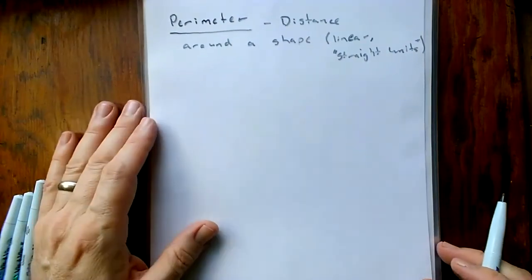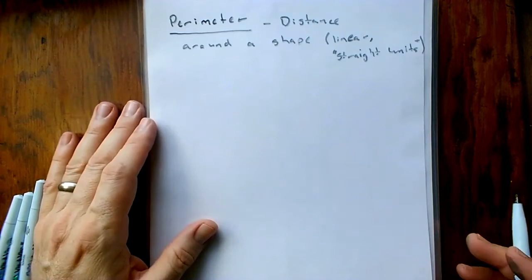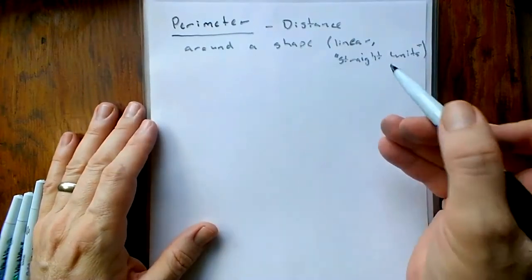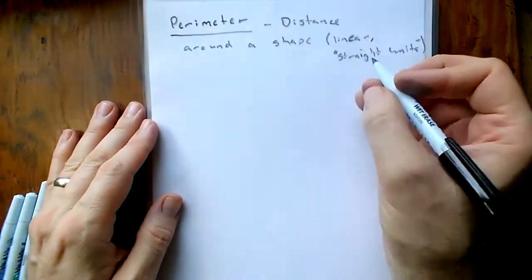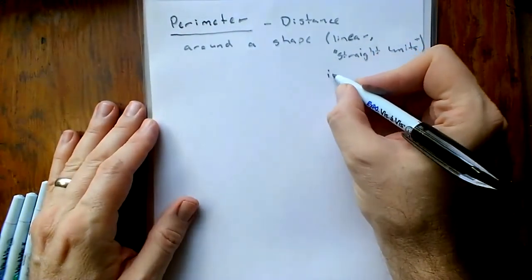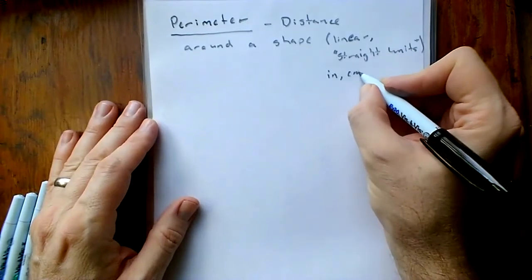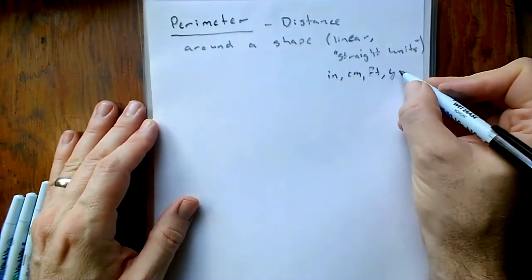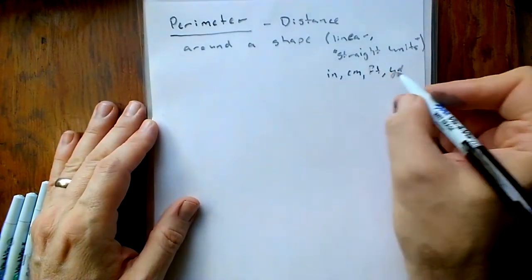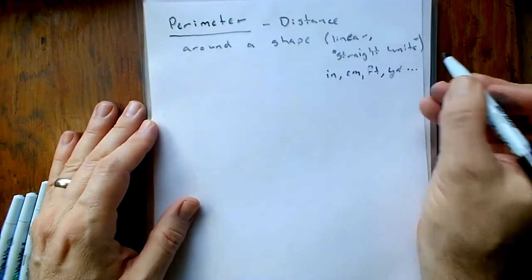Hello, today we're going to be talking about perimeter, which is the distance around a shape. Now, I'm going to note that these are what we call straight units or linear units. So your units are going to be things like inches, centimeters, feet, yards, miles, whatever. There's no exponent on these.